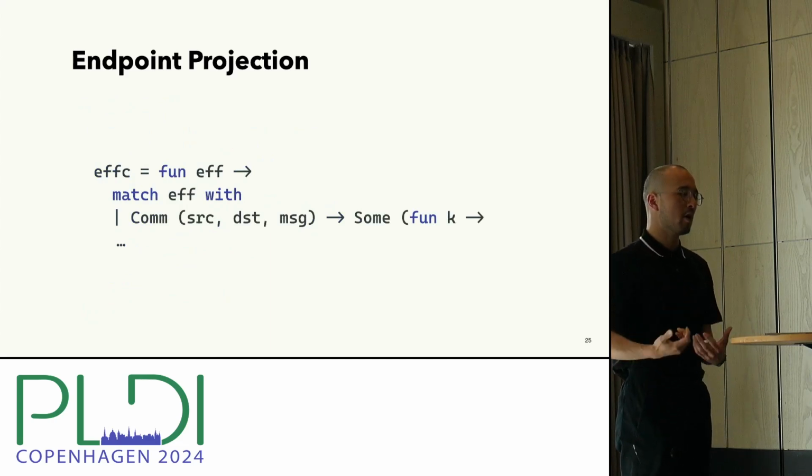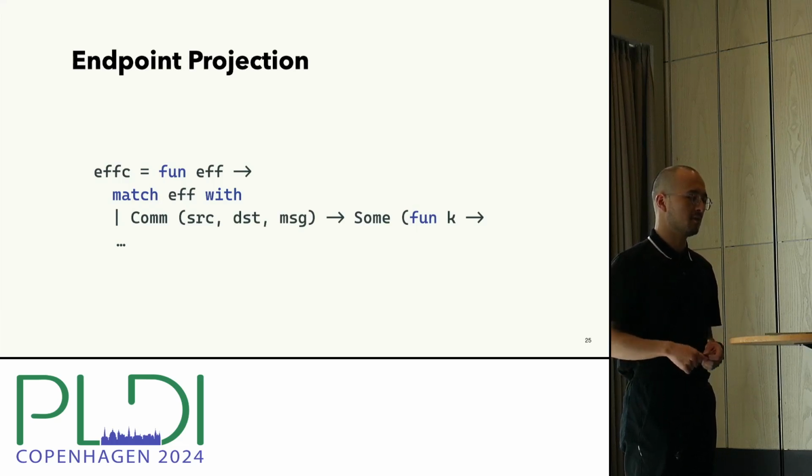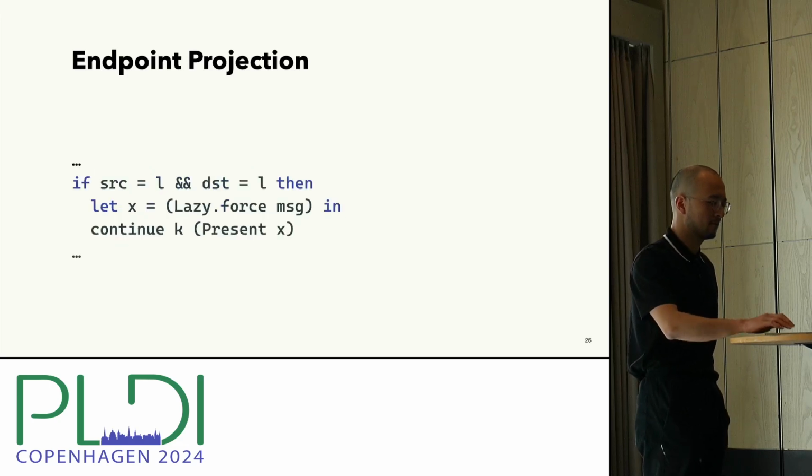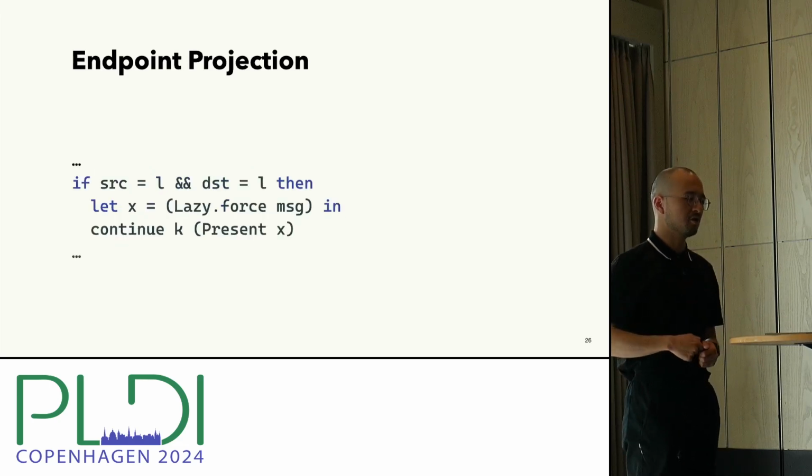So there's only one effect we need to deal with, the COM effect. Here, we are supplied with the sender and the receiver locations, a delayed message, and the continuation K. If the target location is equal to the sender and the receiver, we handle this effect as a local computation. We evaluate the delayed message using the force function from OCaml and continue the rest of the program with the result.